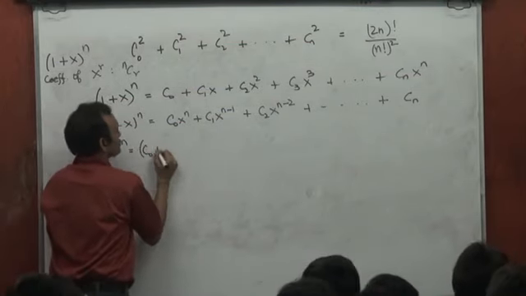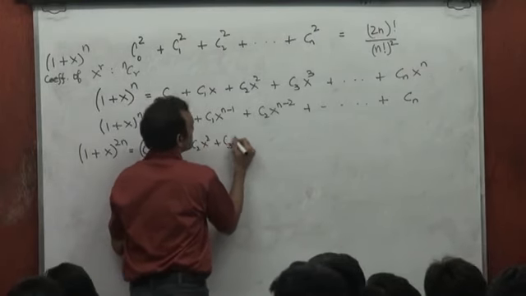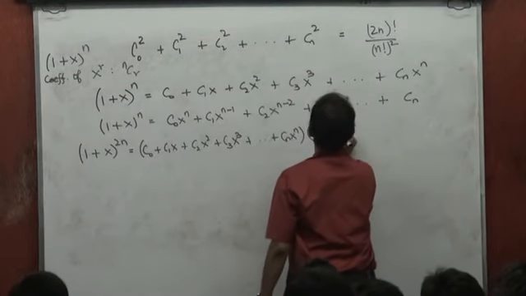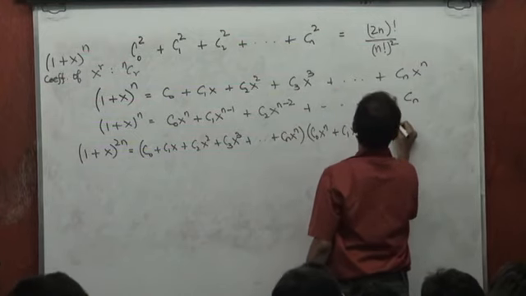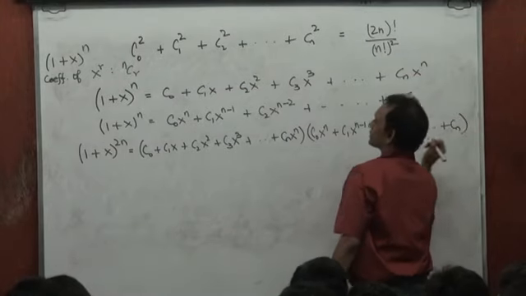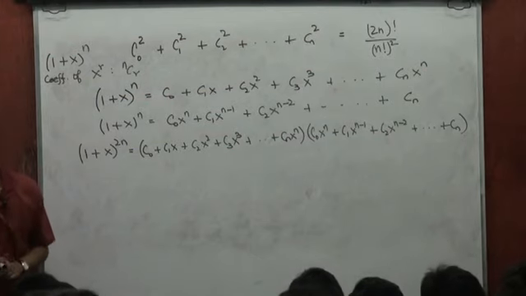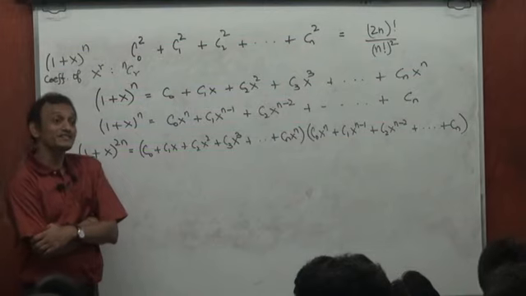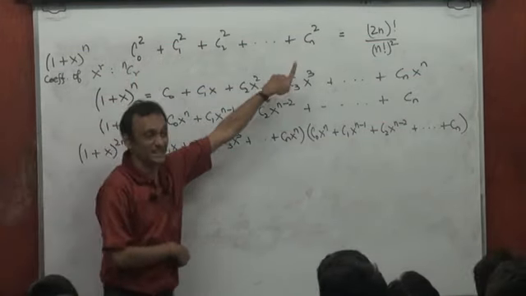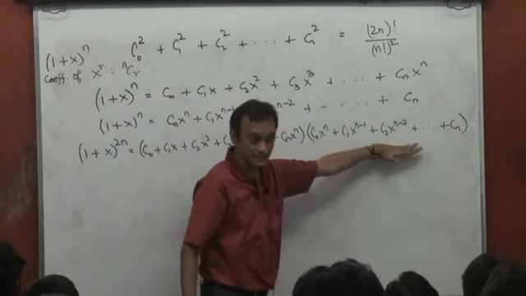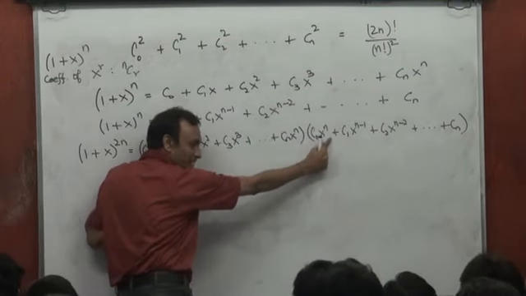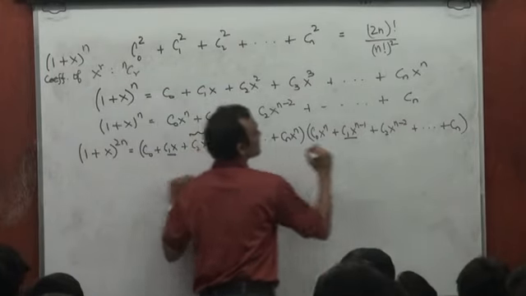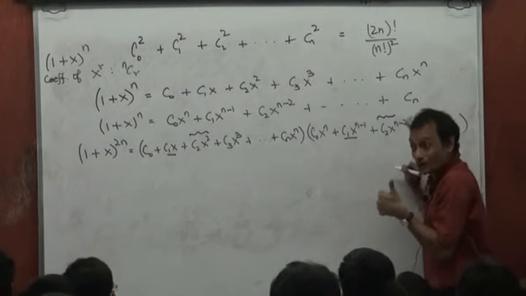That's equal to (c0 + c1x + c2x² + c3x³ + ... + cn x^n) into (c0 x^n + ...), which is an identity, yes or no? The reason I had to multiply them was because I am seeking c0², c1², c2², cn². When I multiply this with this, I get c0² x^n, then this into this gives c1² x^n, this into this gives c2² x^n, yes or no?